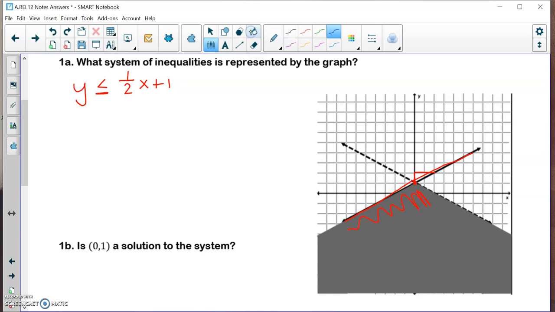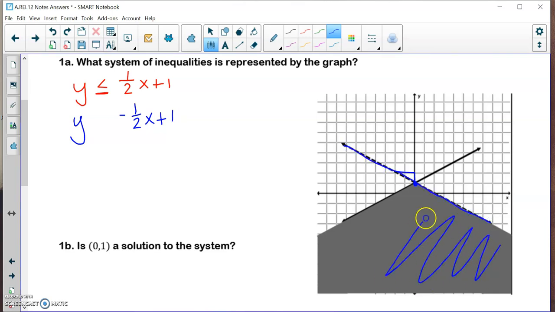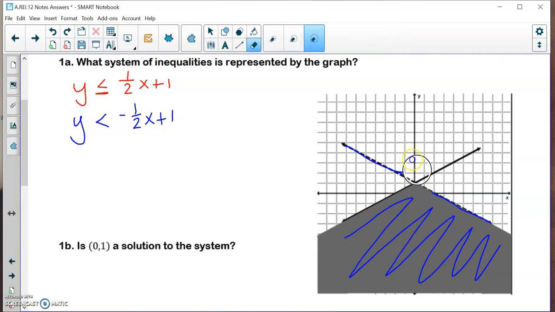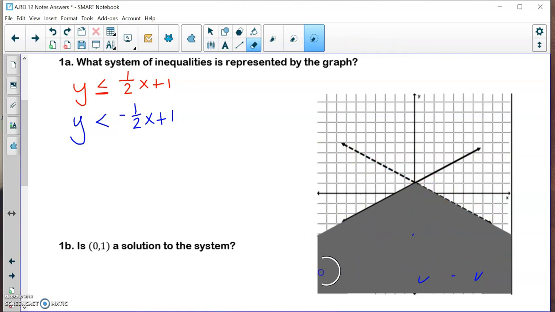My second inequality, I'm going to write in blue, and that's going to be the dotted line. My y-intercept of my dotted line is also 1, and my slope is up 1 and over -2, so it's -1/2 x plus 1. Since it's a dotted line, there will be no equal to symbol within my inequality. And looking at this line, it looks like I shaded below this line as well, so it would be a less than symbol. So this is my system.